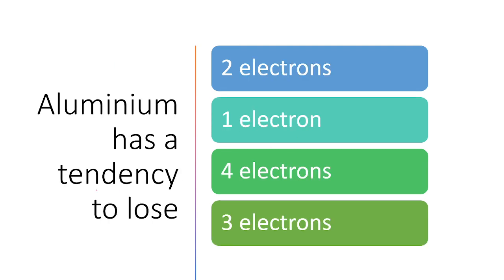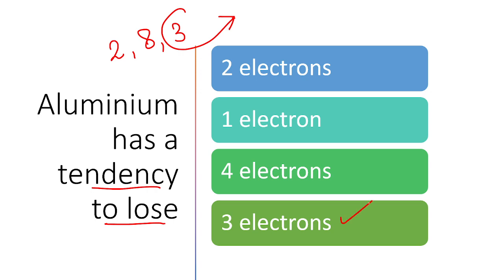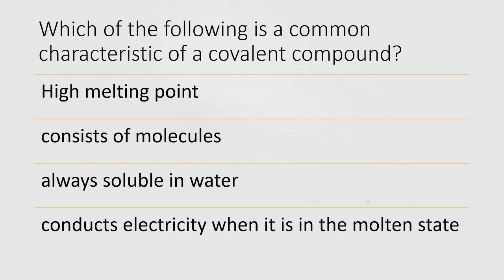Now aluminium has a tendency to lose how many electrons? Just now I gave you 2, 8, 3. So it can easily lose these 3 electrons. So 3 electrons is the correct answer.